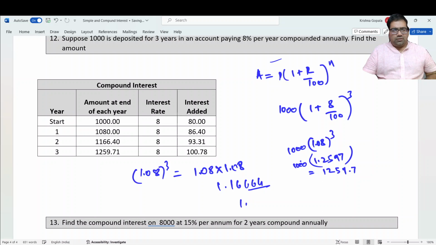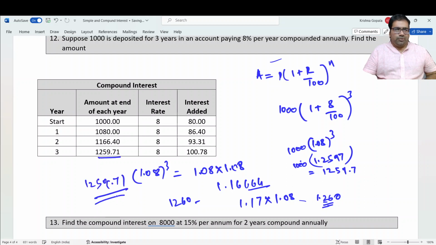You just make a shortcut, 1.17. Okay, 1.17 into 1.08, don't go beyond three digits at any point. This equals 1.26. Roughly, this is the number. Don't go beyond this 1.26. We would have got 1260 with this approximation, or the exact number is 1259.7. So we are fine with this kind of approximation.